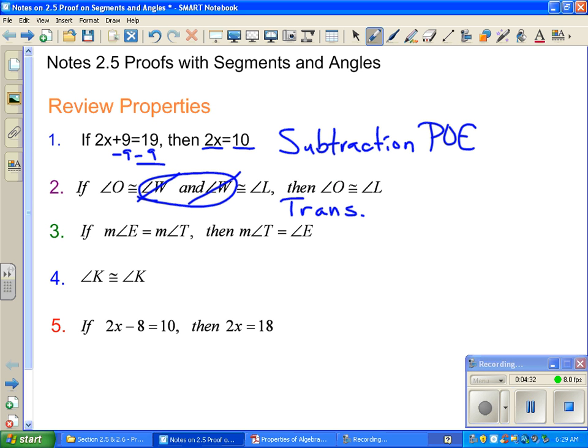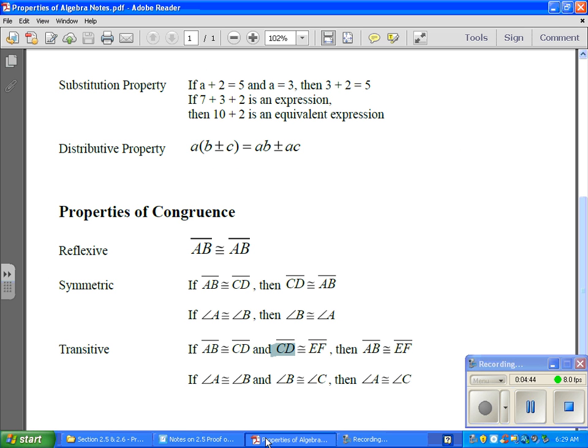In number 3, we have the measure of angle E is equal to the measure of angle T, and I turned that around and put T first, because sometimes it might be important to turn something around. When I look at these properties, I see that the one that allows me to turn these two around is symmetric.